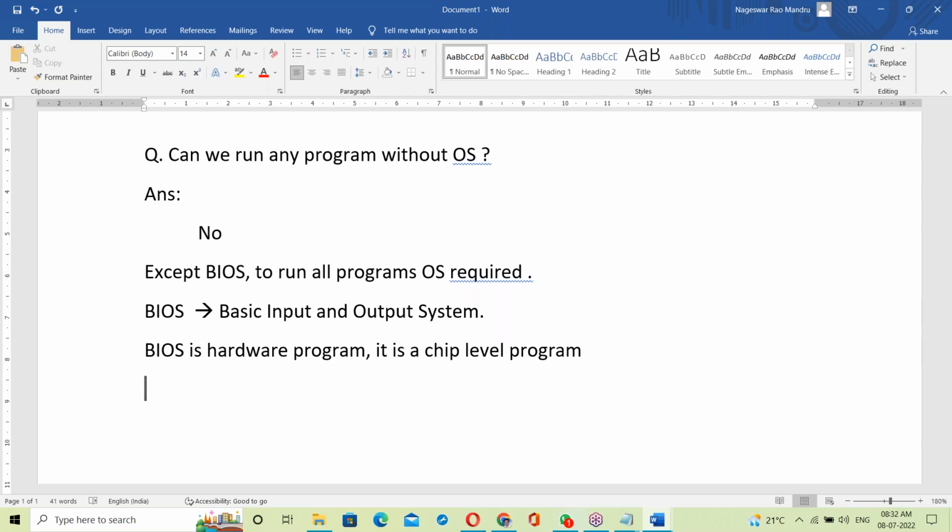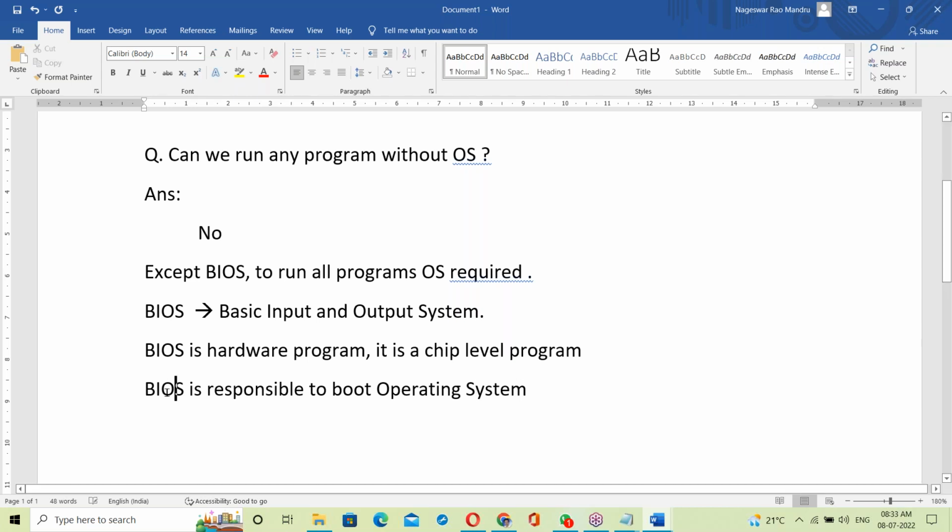Then the BIOS program starts. So what is the role of BIOS here? BIOS is responsible to boot the operating system.